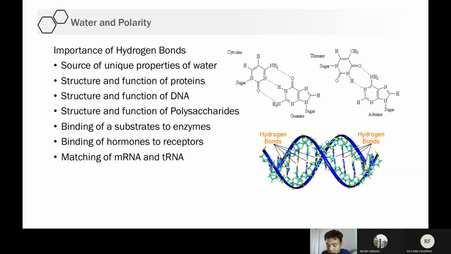Okay? So yung substrate natin, ito yung mga molecule na kumakabit sa enzyme. Paano siya kumakabit doon? Through hydrogen bonds. So kakabit siya by hydrogen bond, then saka siya gagamitin ng enzyme to form the products. And another importance would be binding of hormones to receptors. This is important for biosignaling, no?